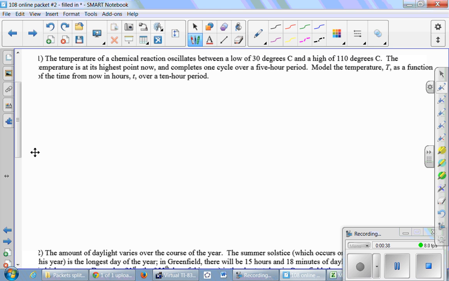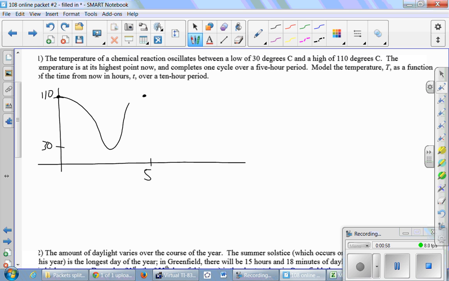So let's first start with a graph. It says that the low is 30 and the high is 110. And it's at its highest point right now. So we start up here, and then it takes 5 hours to do one cycle. So 5 is here, and by the time we get to 5, we have gone down to our minimum and then back up to the max. And we wanted to see 2 cycles here. So it will dip down and then come back up after 10 hours.